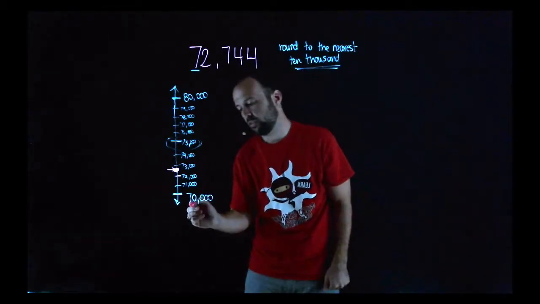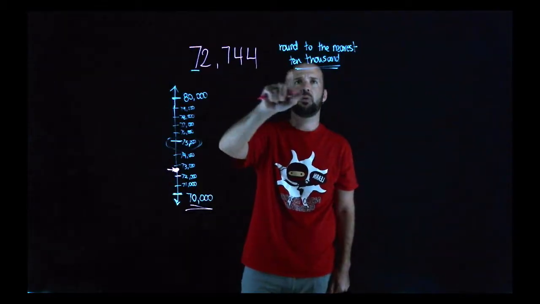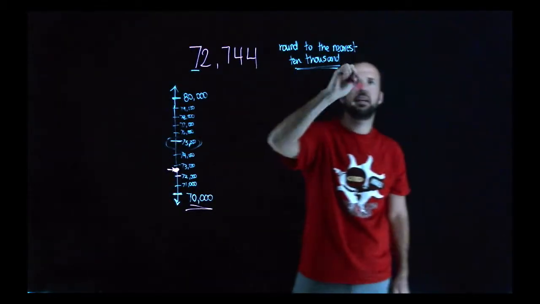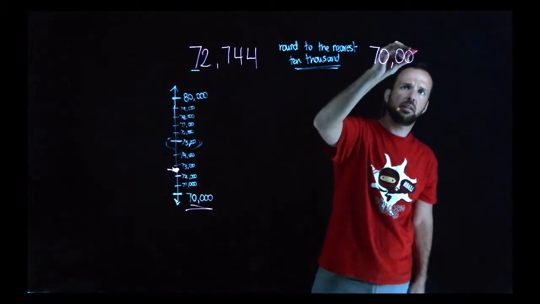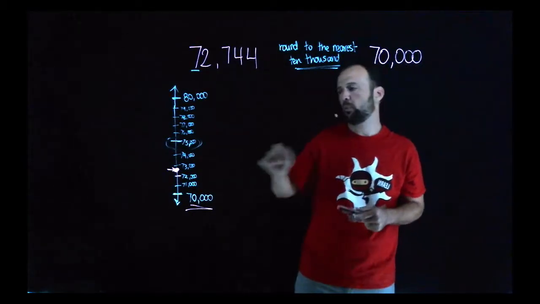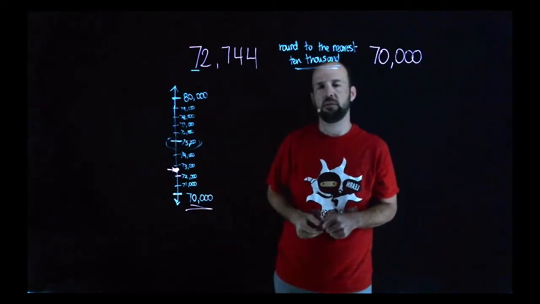You're absolutely correct. It's closer to the 70,000. So 72,744 rounded to the nearest 10,000 is going to give us 70,000. We're rounding this one down because it's not at the midway point or higher. So we're going to round them down to 70,000. All right, let's try one more example real quick.